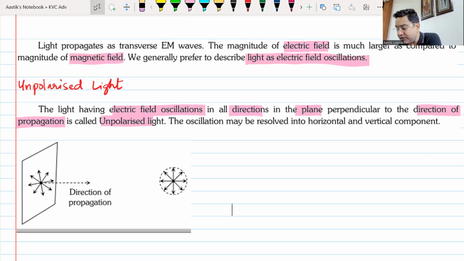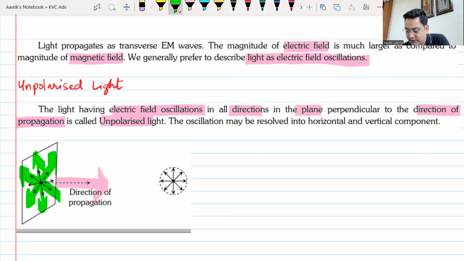Say, for example, your light wave is traveling in the positive x direction. Then the YZ plane is perpendicular to this x-axis. Yes or no? Yes, sir. If your electric field is in any direction in the YZ plane, it will be perpendicular to the direction of propagation. Yes or no? Yes, sir.